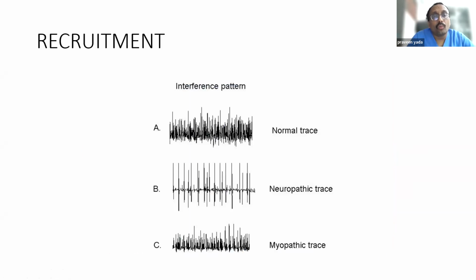Last but not the least, what is the third thing we look at? We look at the interference pattern. What do we mean by interference pattern? This is the activity we see on the screen when there is a maximum contraction. You can measure this quantitatively, but the most important thing is the visual impression. This is what we are supposed to see in a normal tracing. In neuropathy, as we know, a lot of motor units fall off. Therefore, you will see individual spikes. Many times this is called a picket fence. And in myopathy, you will see an early recruitment.